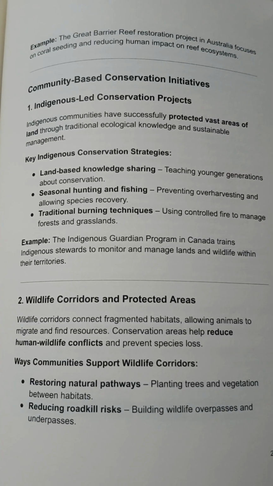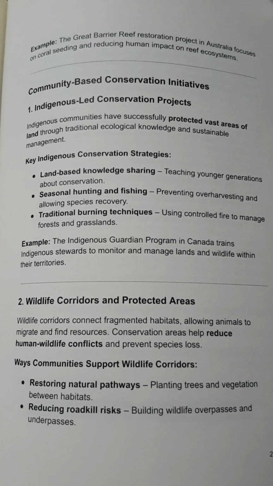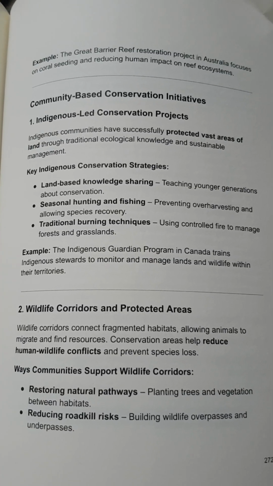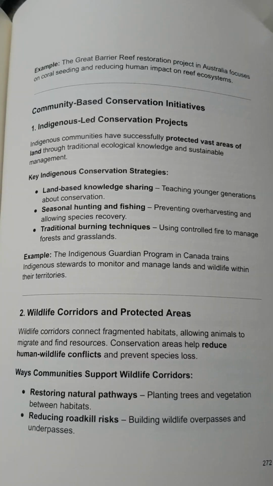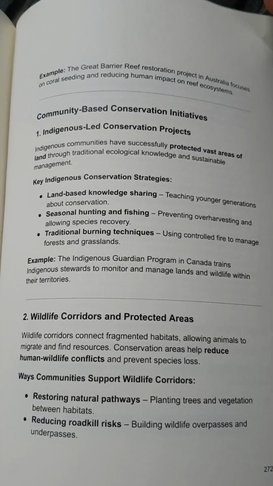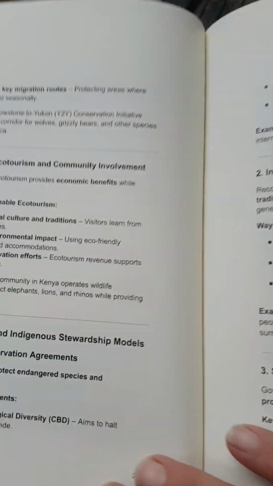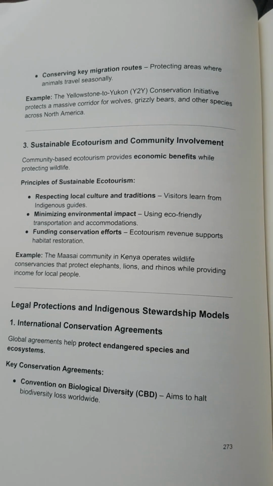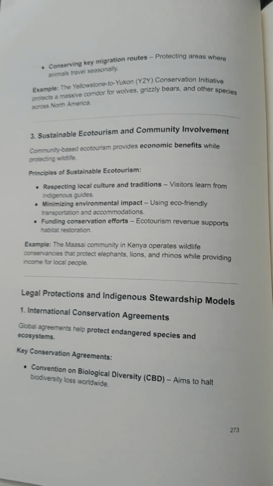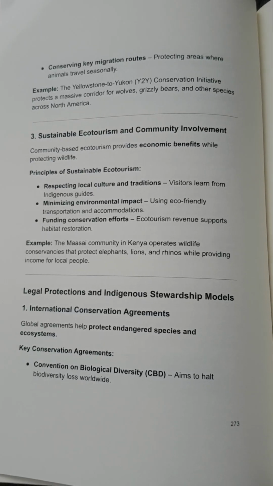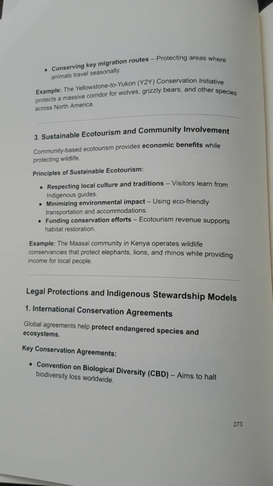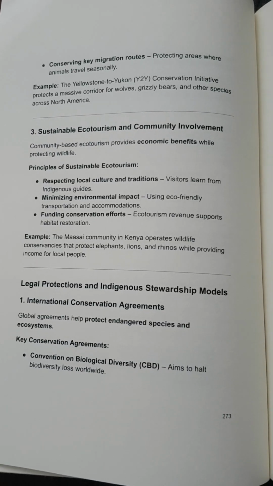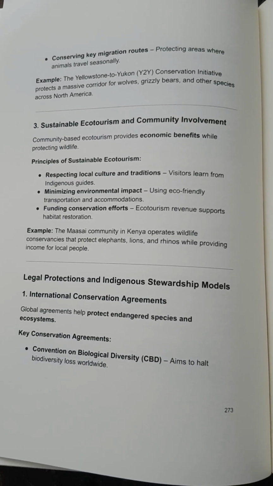Restoring natural pathways. Planting trees and vegetation between habitats. Reducing roadkill risks. Building wildlife overpasses and underpasses. Conserving key migration routes. Protecting areas where animals travel seasonally. Example, the Yellowstone to Yukon Conservation Initiative protects a massive corridor for wolves, grizzly bears, and other species across North America.